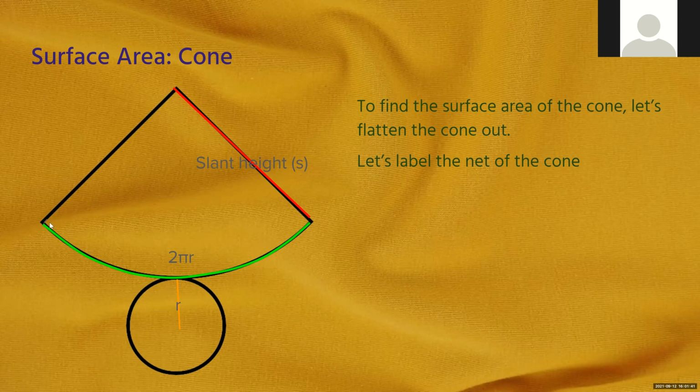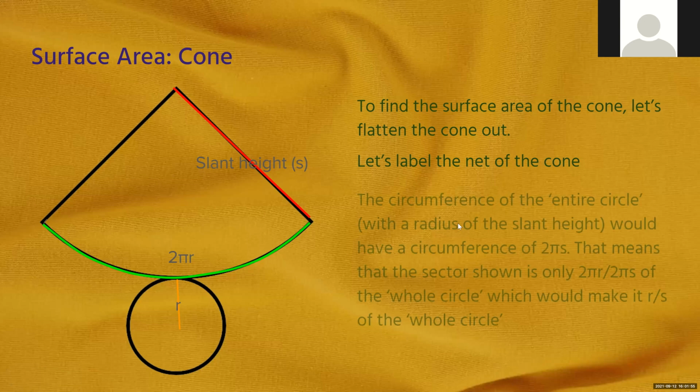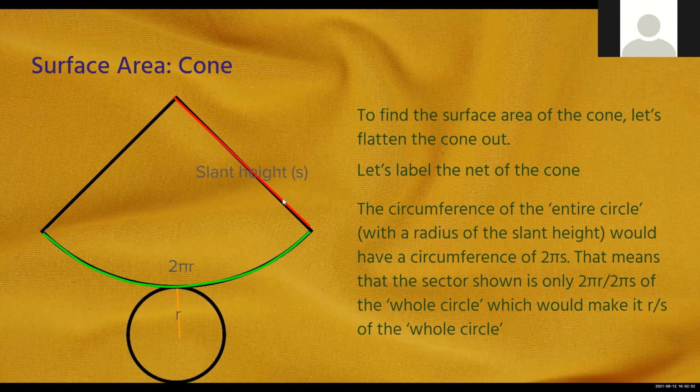And then we have 2 pi r equal to this green line. We know that because r is the radius here, and this green line aligns with the circumference of this smaller circle. So that would make that 2 pi r, right? So the circumference of the entire circle would be 2 pi s, because the slant height is the radius if it were extended out. So it would be 2 pi multiplied by the radius of this, right?